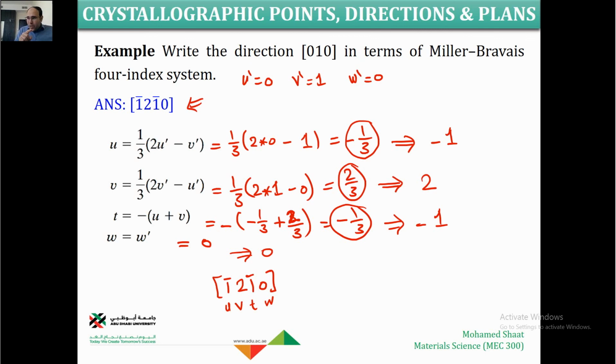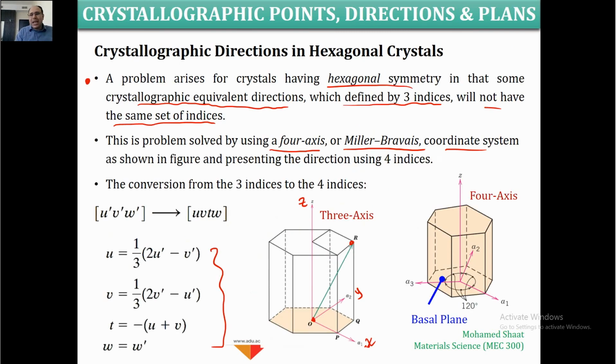Which gives you the same vector, but in the Miller-Bravais 4-index system, which is a different thing. So they are equivalent. You are still representing the same vector, but instead of using 3 indices, you use 4 indices. What is the benefit of using 4 indices? Now we can correctly define all equivalent crystallographic directions that belong to hexagonal crystals. Make sense? This is just for hexagonal crystals, not for any other crystal. For the other crystals, you are going to use the 3-index system as we explained before.